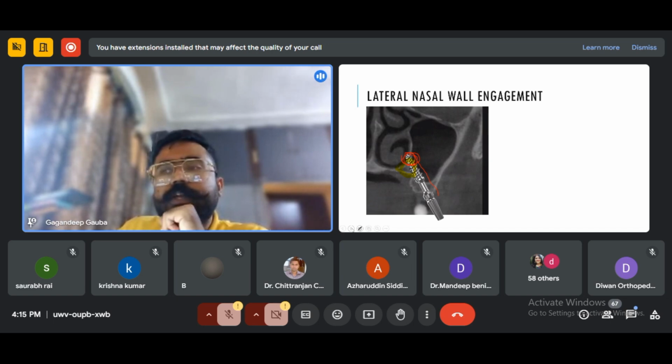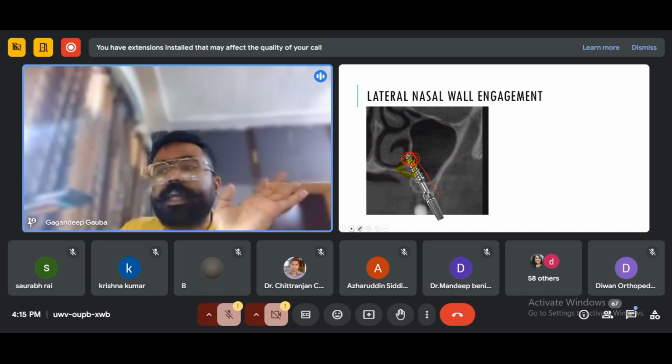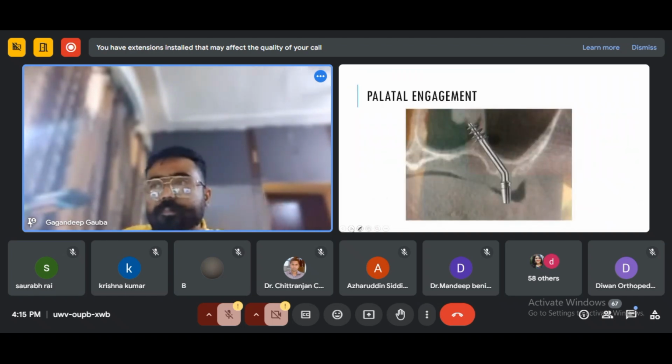Secondary perforation location becomes very easy, just becomes a cakewalk, right? This is the palatal engagement. When the palatal bone is present, here you can see quite a good width of bone is present. So I can anchor my implant in this bone, or I can go through this bone and anchor the lateral wall of the nose, like I was doing in the premolar area.